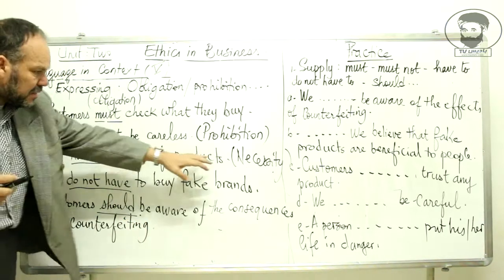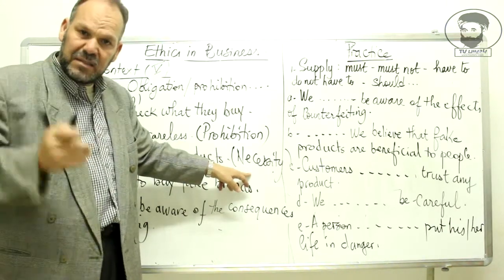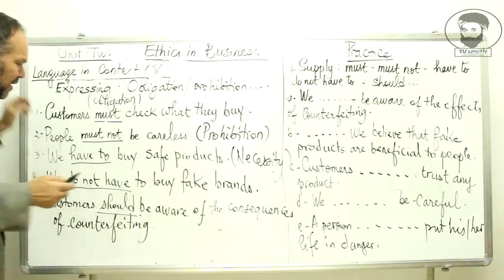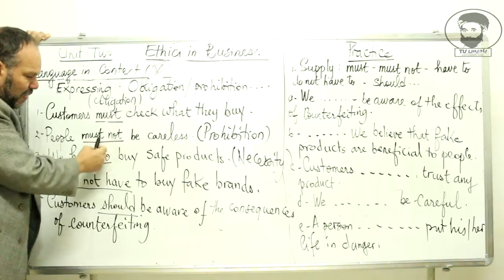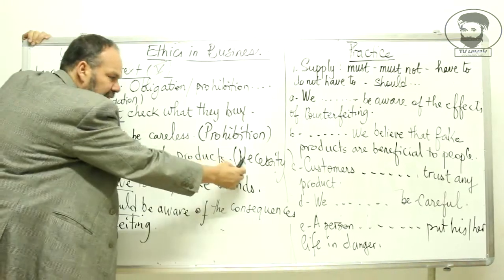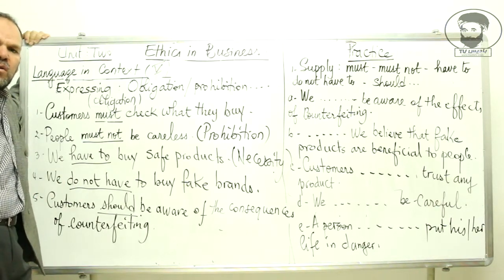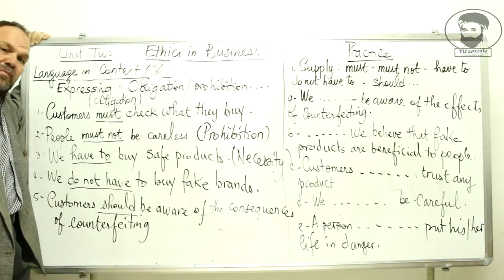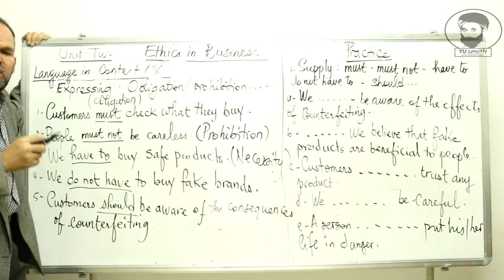So have to is a necessity. It means we have to drink water. It's a necessity for our life. It's not must, but have to. Then we do not have to buy fake brands. Now look, must expresses obligation. Must not expresses prohibition. Now have to expresses a necessity. It's something that you have to. For example, you have to organize your time. It's not a must, but you have to do it. Now, you must work hard, and you have to organize the time of your work, of your studies.